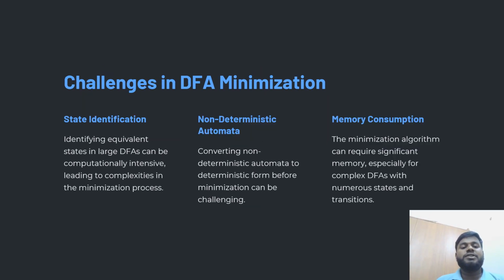Challenges in DFA minimization. State identification: identifying equivalent states in large DFAs can be computationally intensive, leading to complexity in the minimization process. Non-deterministic automata: converting non-deterministic automata to deterministic form before minimization can be challenging. Memory consumption: the minimization algorithm can require significant memory, especially for complex DFAs with numerous states and transitions.